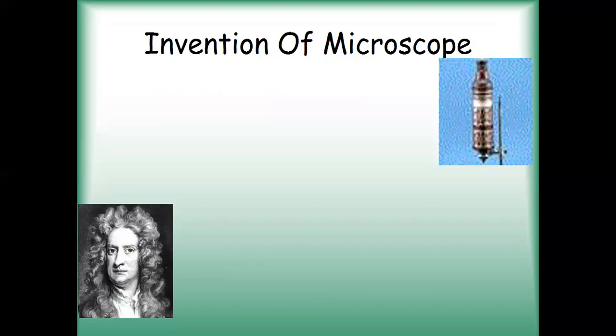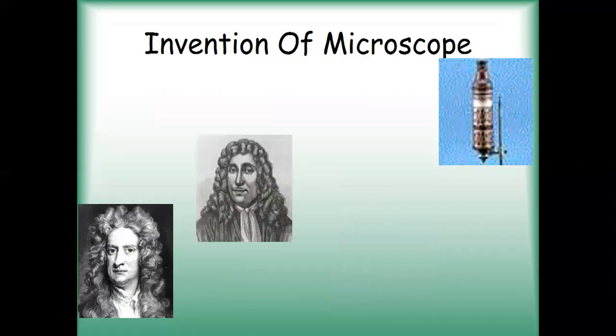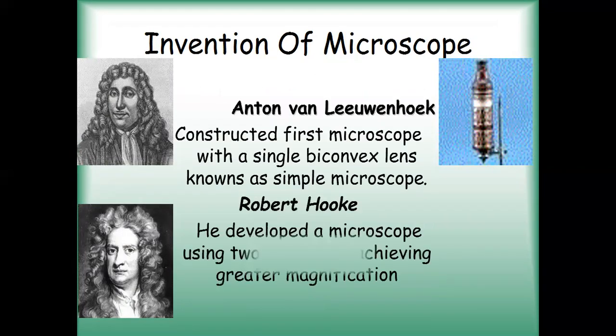Before studying the cell in detail, we need to know how the invention of the microscope took place. Anton van Leeuwenhoek was the scientist who constructed the first microscope with a single biconvex lens, and such a microscope was known as a simple microscope. What you can see here in the slide is a type of simple microscope. As you can see, it has a single biconvex lens. So the first ever microscope was constructed by Anton van Leeuwenhoek.